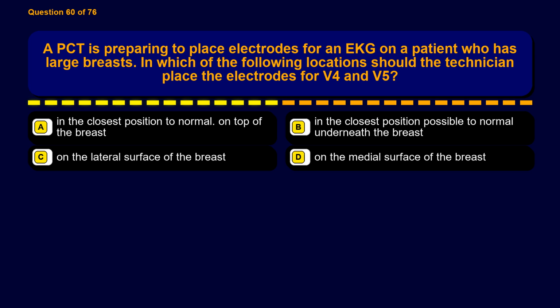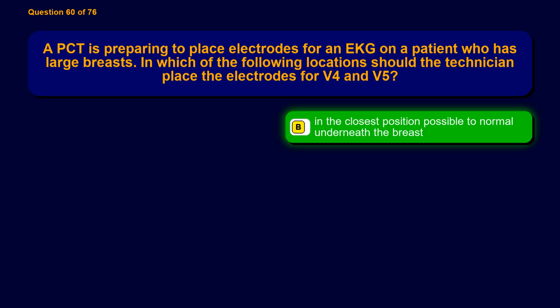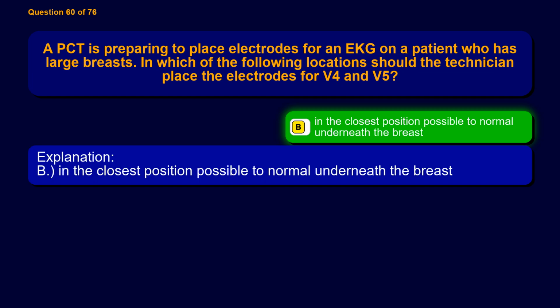Option A, in the closest position to normal, on top of the breast. Option B, in the closest position possible to normal underneath the breast. Option C, on the lateral surface of the breast. Option D, on the medial surface of the breast. The correct answer is option B, in the closest position possible to normal underneath the breast.